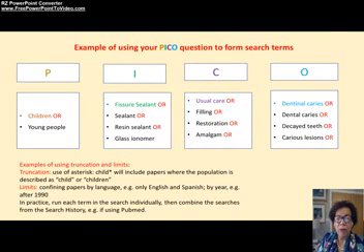For example, by adding an asterisk, child asterisk will cover child, children, childhood. The second technique is setting limits to your search, for example, papers in specific languages or publications after a specified year.